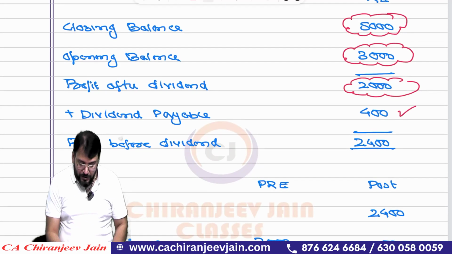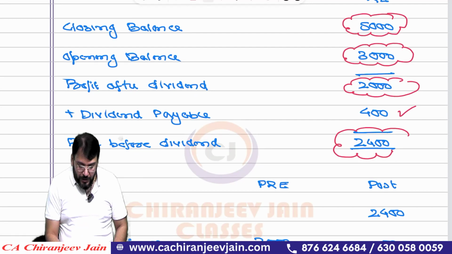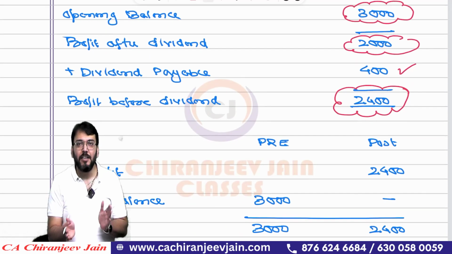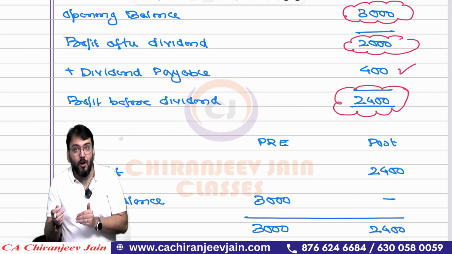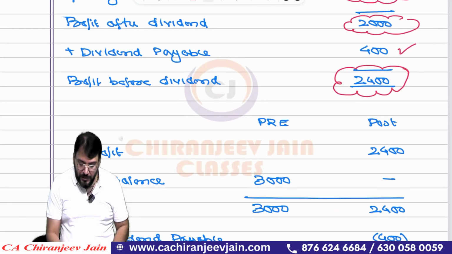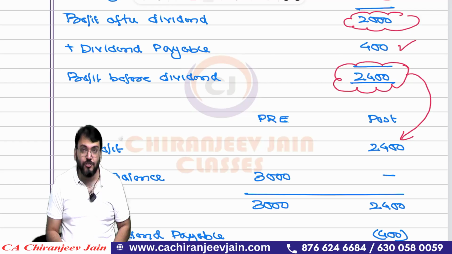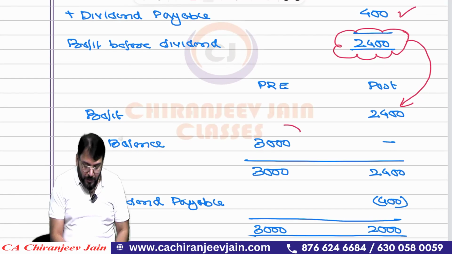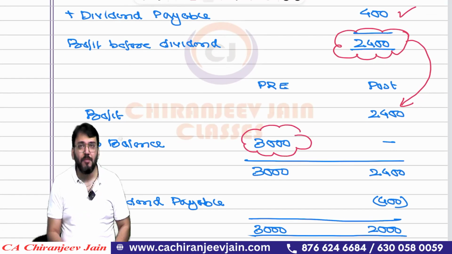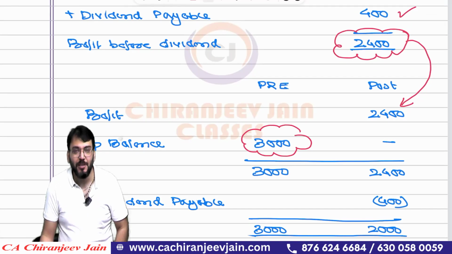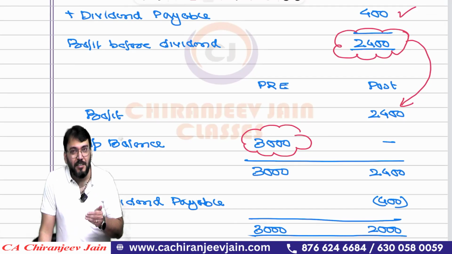So this becomes 2,400, the profit before dividend. Now it will be allocated between pre and post acquisition profit. Because the entire 12 months of the current year is the post acquisition period, the entire profit will be allocated to post acquisition profit, and the opening balance will be the pre acquisition profit. So we can find the pre and post acquisition profit before dividend. Now whatever dividend is payable will be deducted.